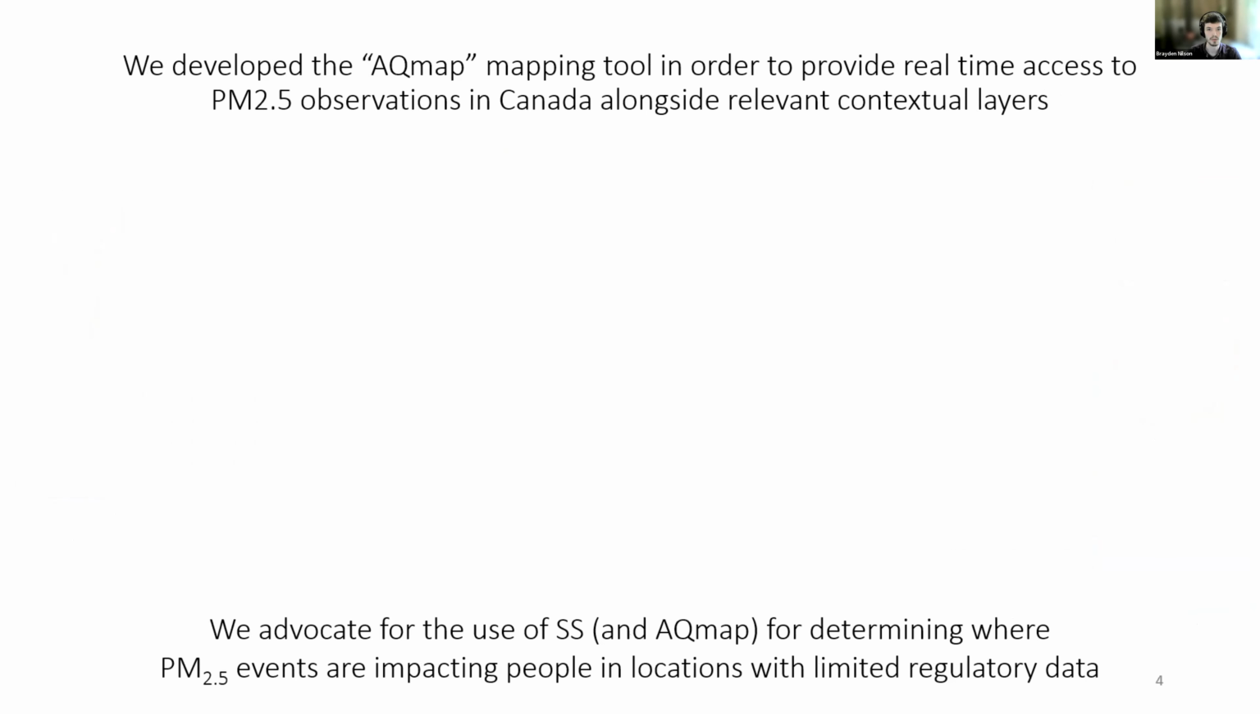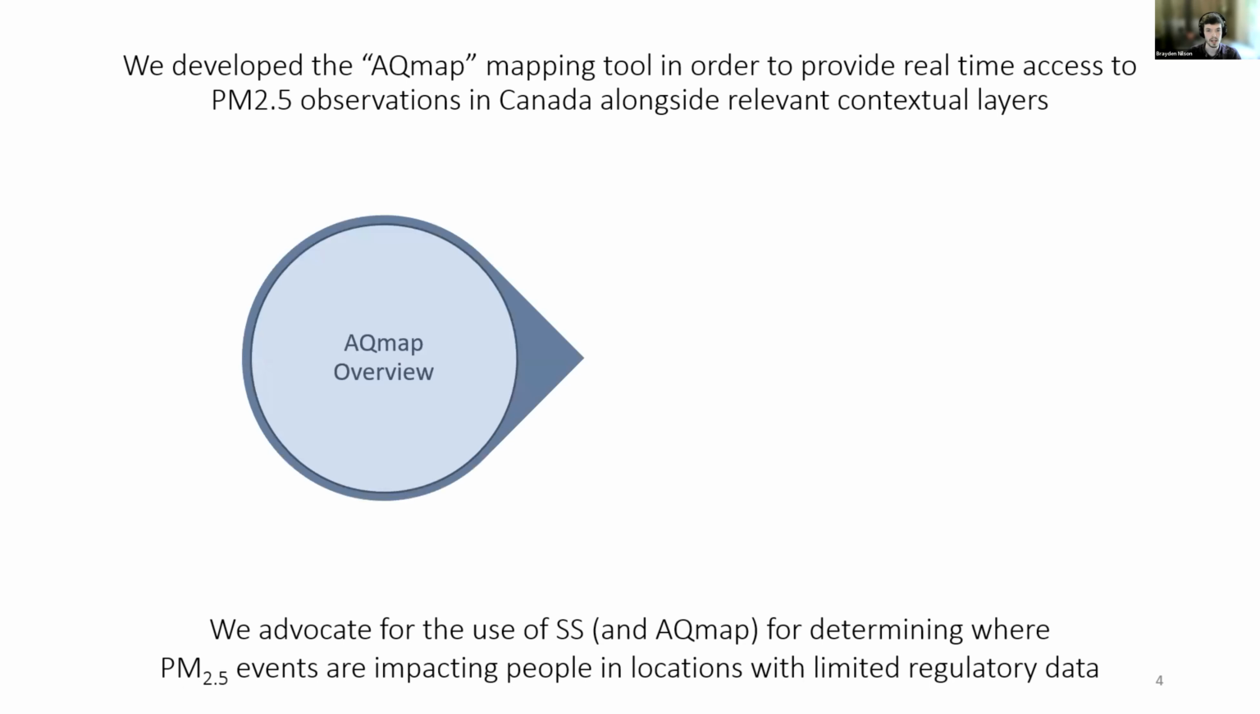We developed our mapping tool in order to make it easier for air quality health managers and members of the local communities to visualize observations of PM2.5 in real time from small sensors and regulatory monitors alongside contextual layers such as modeling and forecast data. We also advocate for the use of these small sensors to provide as accurate as possible concentration information for regions and locations historically underserviced by the regulatory network, as well as for determining where the smoke is actually touching the ground, not remaining aloft in the atmosphere like we get from most remote sensing platforms.